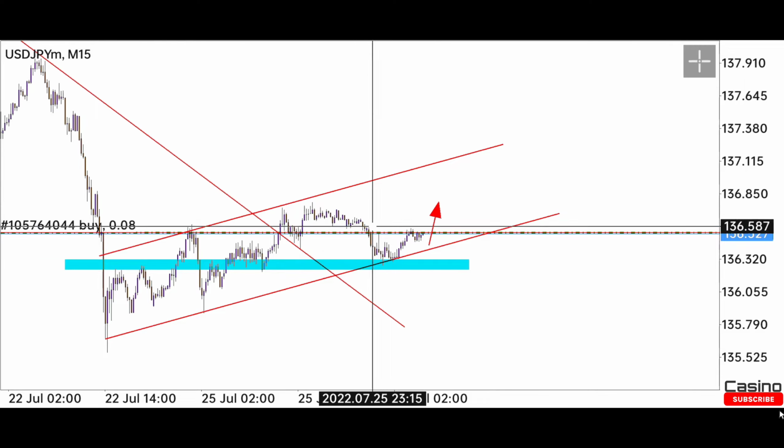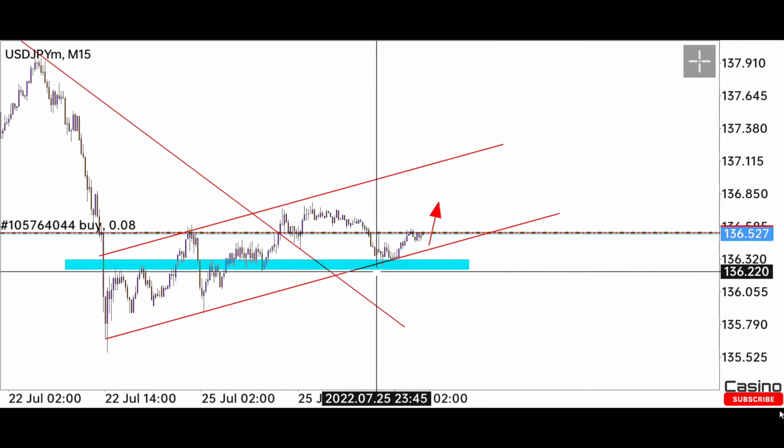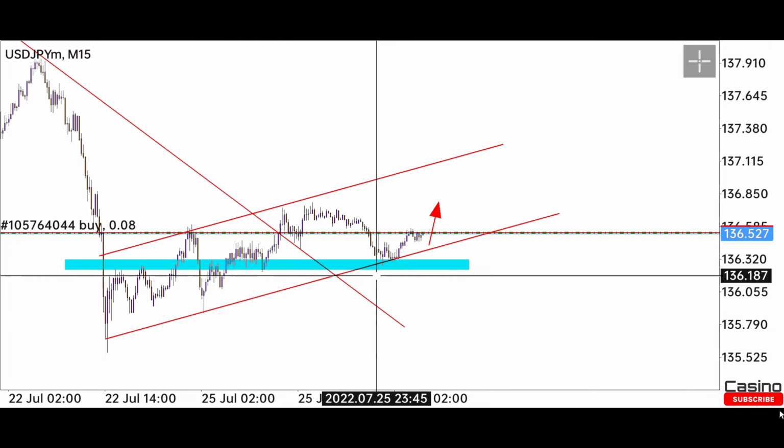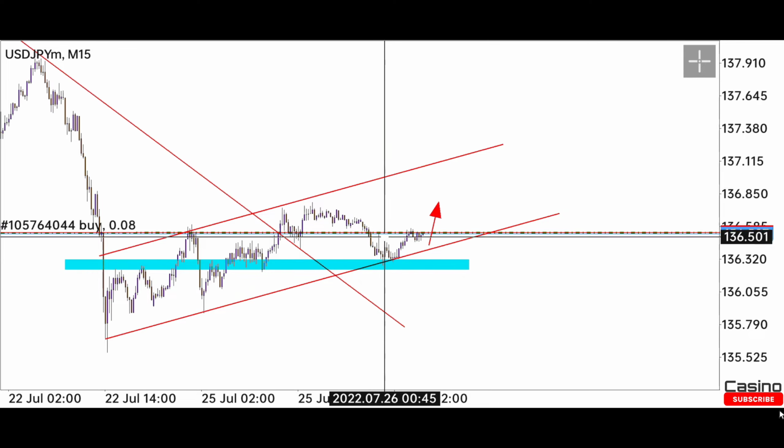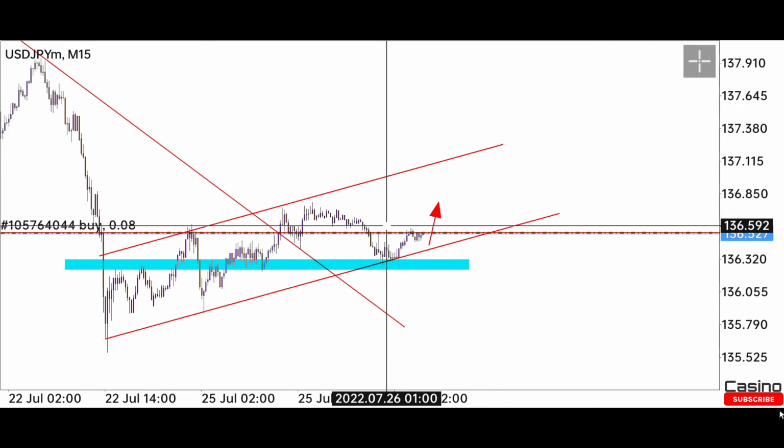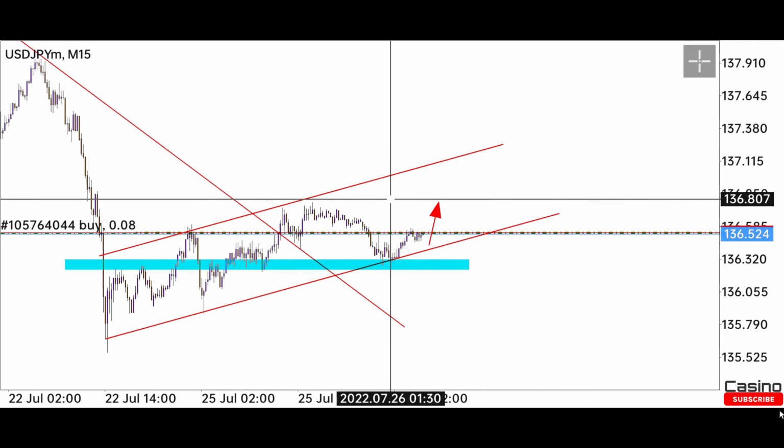Always know the stop loss and target point before taking a trade. My stop loss will be below the supply demand area as usual. Always keep the stop loss slightly away so that your trade is not closed on a fake breakout. And my target point will be up about 60 pips. I always follow a 1 to 2 risk to reward ratio.